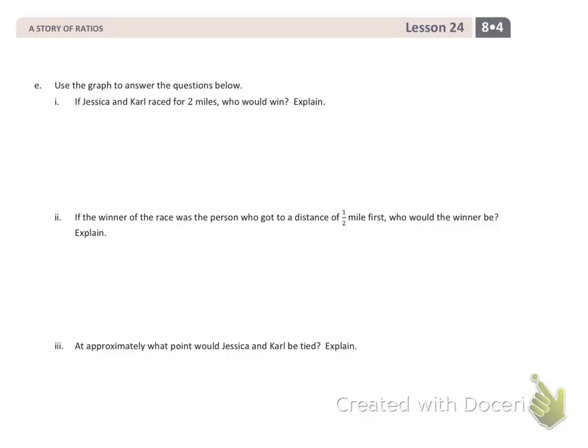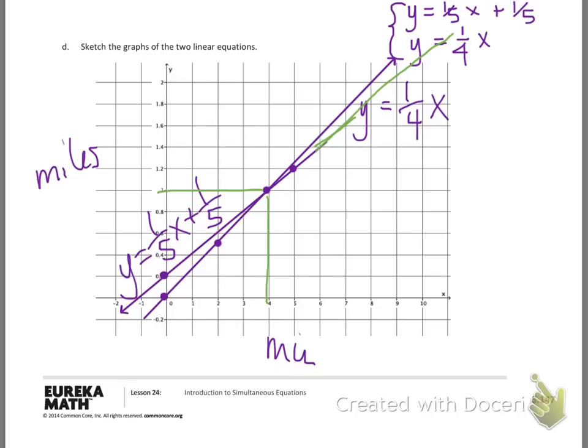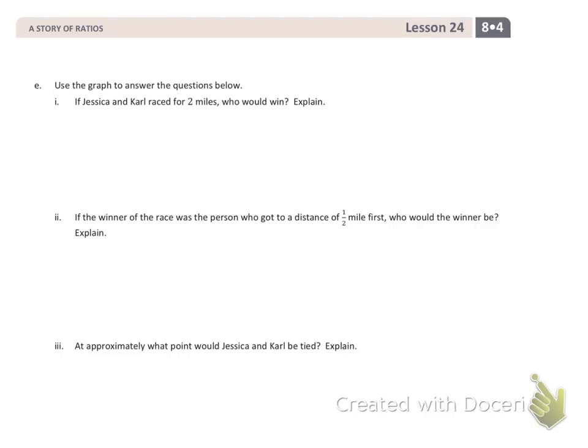Okay, so if the winner of the race was the person who got to a distance of half a mile first, who would the winner be? All right, so once again, we're going to come over here on the y-axis and look for half a mile, and it's right in here between 0.4 and 0.6. So at half a mile, notice that Jessica gets there in about 1.5 minutes from this start time. And Carl doesn't get there until the 2 minute mark right here. So we can follow this over and see that. So Jessica would win if it was a distance of half a mile for the entire race.